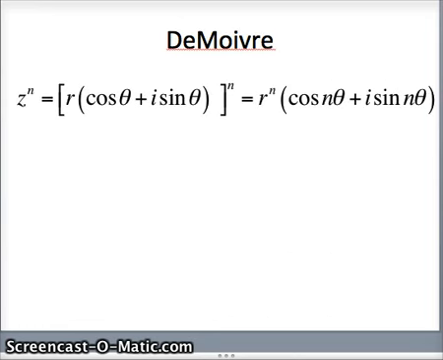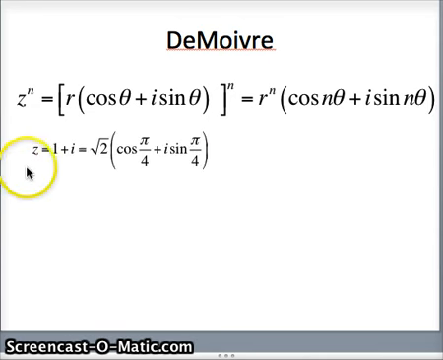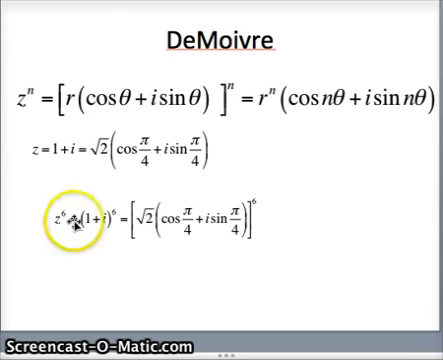Here's our basic idea. You're going to raise a complex number to the nth power, raise the modulus to the nth power, and multiply the angle by n, because you're doing that same angle n times. That's going to be our idea. What do we have here? We had our z, which was 1 plus i, is the square root of 2 times cos pi over 4 plus i times the sine of pi over 4. We want to raise that to the 6th power.